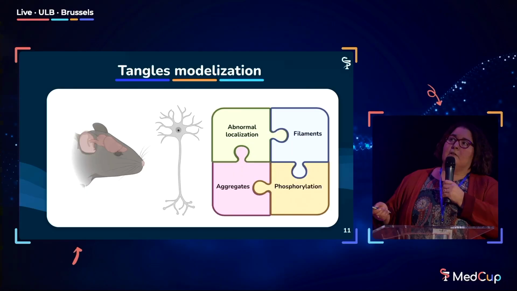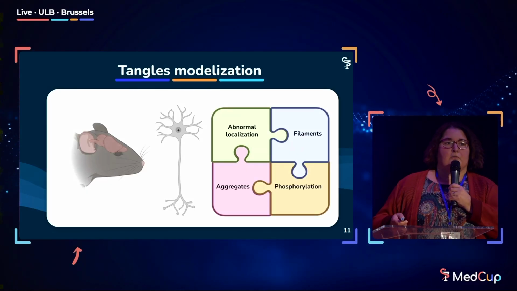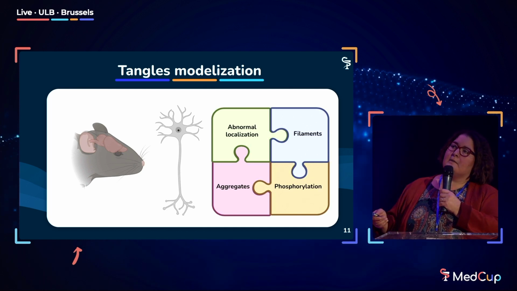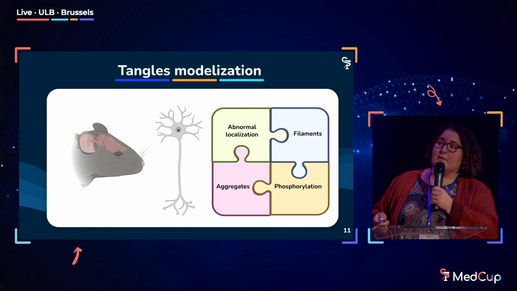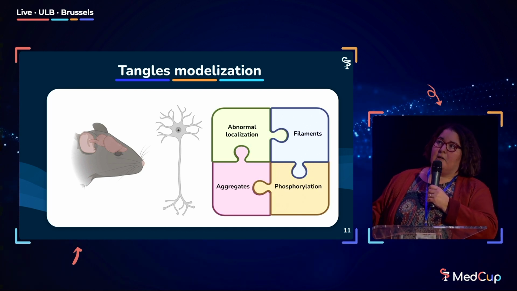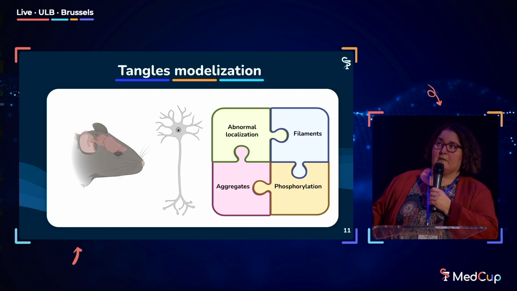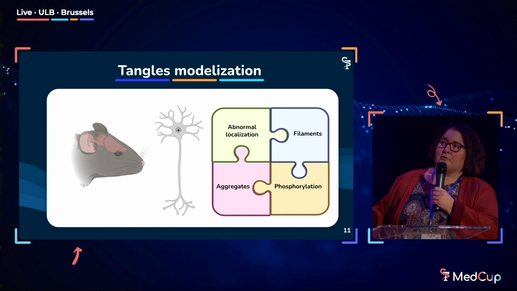Next. The difficulty now is to model the tangles. You will see that amyloid plaques are quite easy to model, but tangles are very difficult to model because these models need to have different characteristics. Thus an abnormal localization of tau, an abnormal phosphorylation of tau, the presence of filaments, and the presence of aggregates inside the cells.